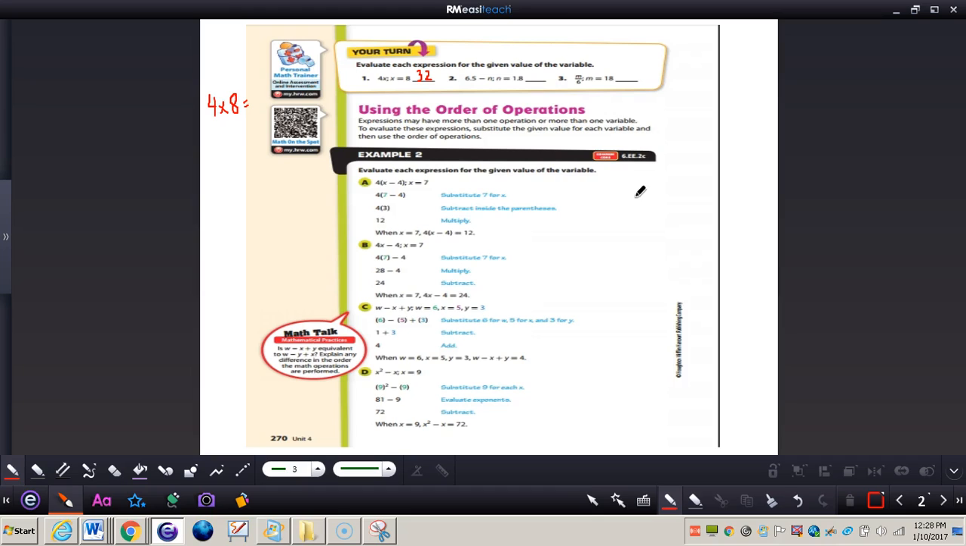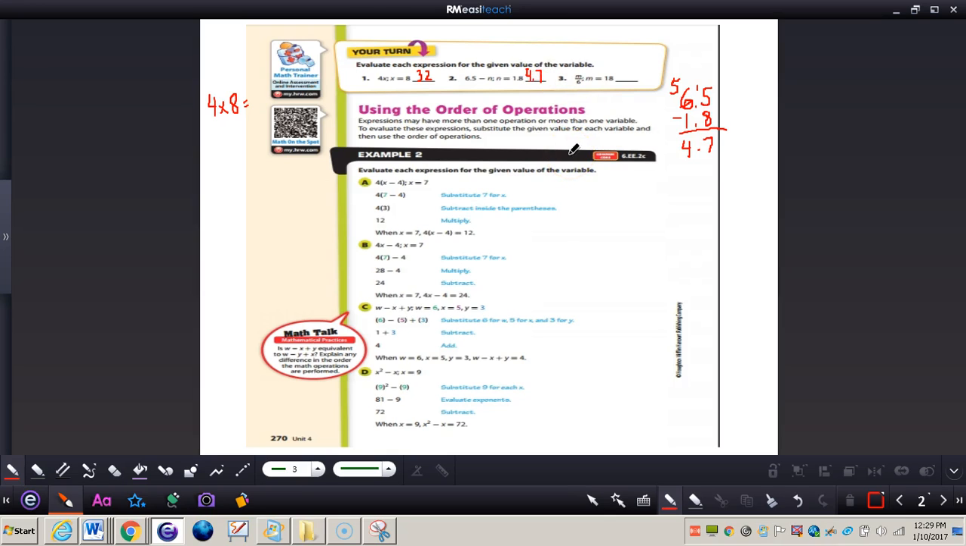6 5/10 minus n. Now n equals 1 8/10. So we have 6 5/10 minus n, knowing n equals 1 8/10. So we have 6 5/10 minus 1 8/10. Why do we know that n equals 1 8/10? Because they tell us. And we subtract. 15 minus 8 is 7. I drop down my decimal. 5 minus 1 is 4. 4 7/10 for my answer.